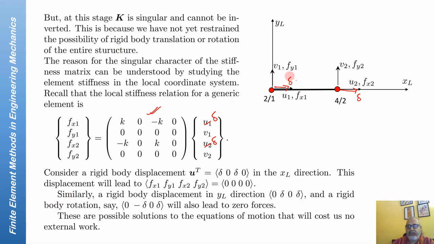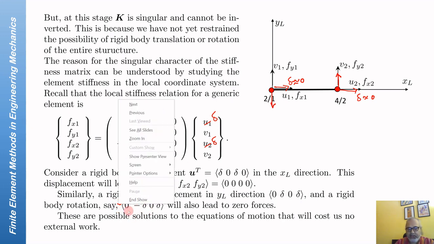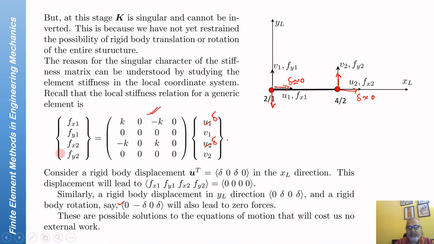Similarly, when we give a rotation, then in the limit that the rotation is very small, this is almost equal to 0, this is almost equal to 0, and you have displacements in the y direction that are equal and opposite. Even in that case, when a rigid body rotation with displacement components 0, minus delta, 0, delta is applied, even in that case these forces are 0. So these are known as zero energy modes because these cost us no external work. Remember, external work is the force vector dotted with the displacement vector.